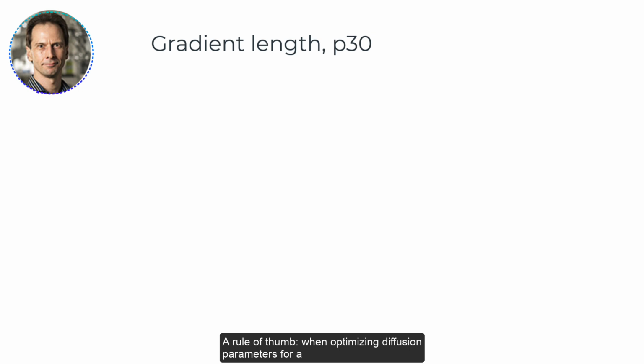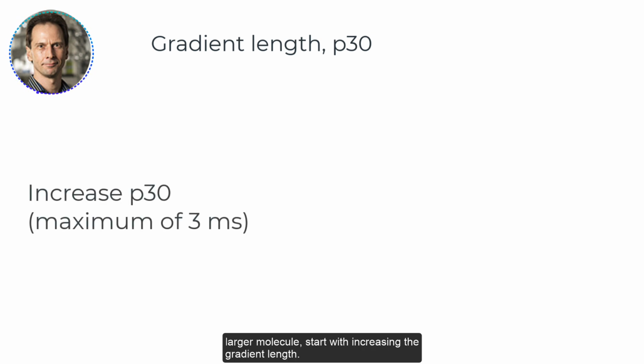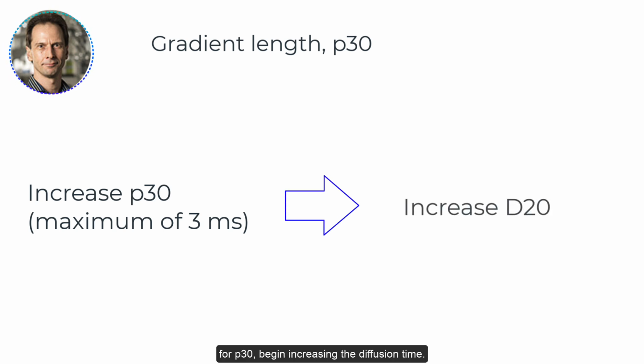A rule of thumb: when optimizing diffusion parameters for a larger molecule, start with increasing the gradient length. If you reach the maximum allowed value of 3 milliseconds for P30, begin increasing the diffusion time.